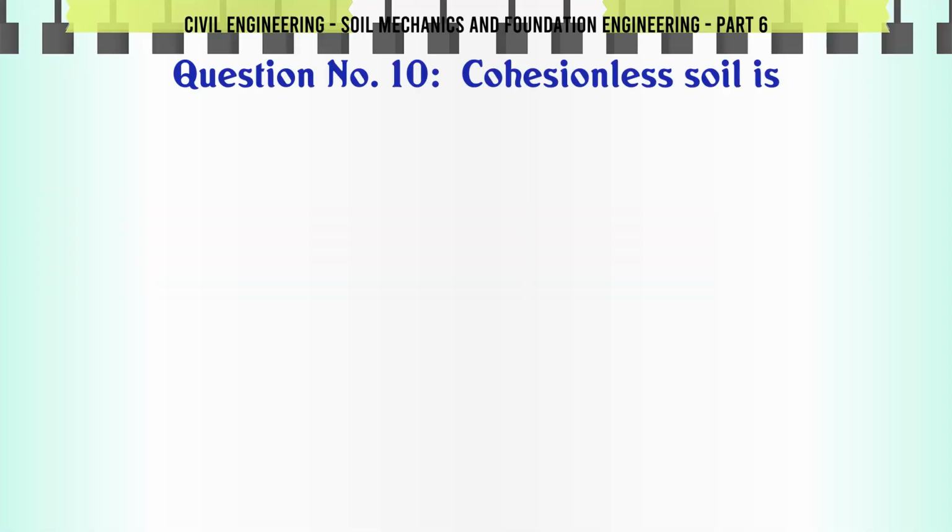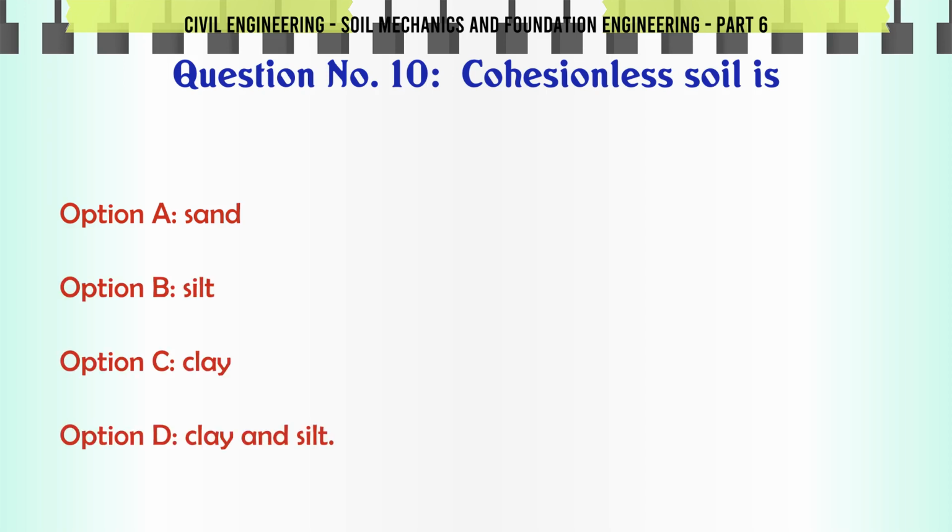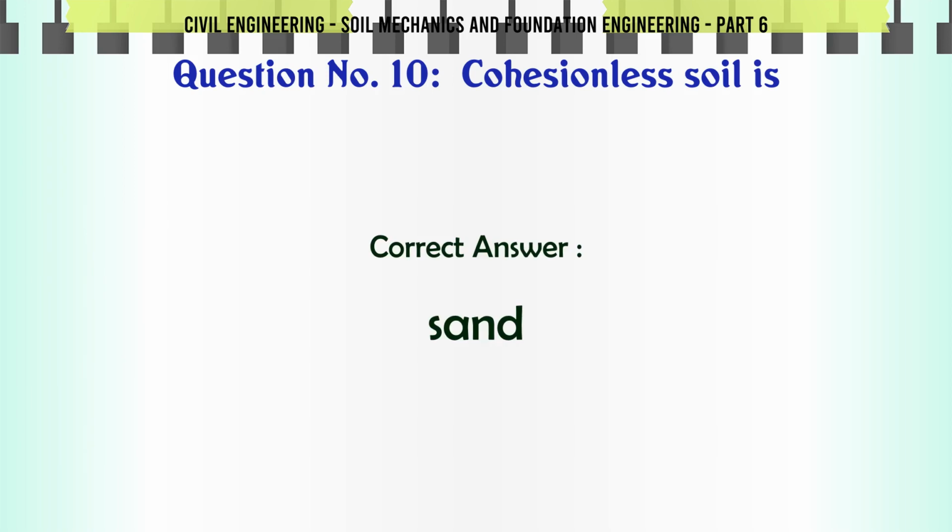Cohesionless soil is A. Sand. B. Silt. C. Clay. D. Clay and silt. The correct answer is sand.